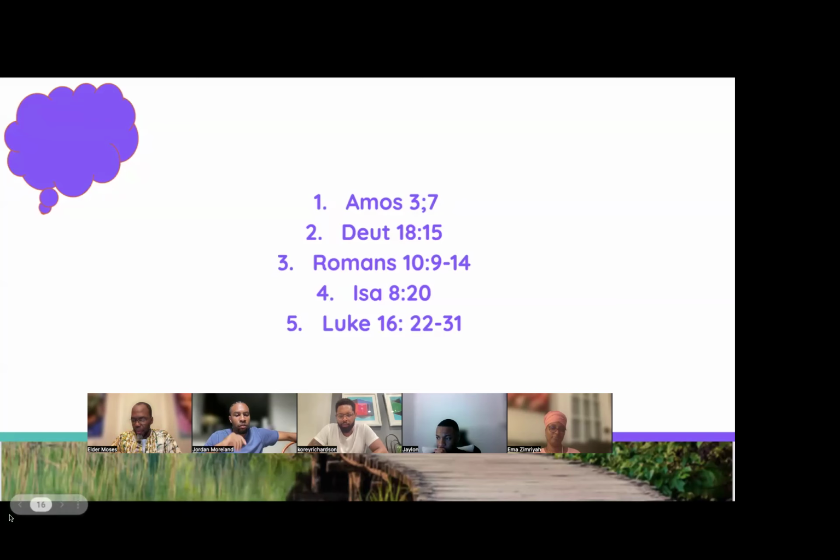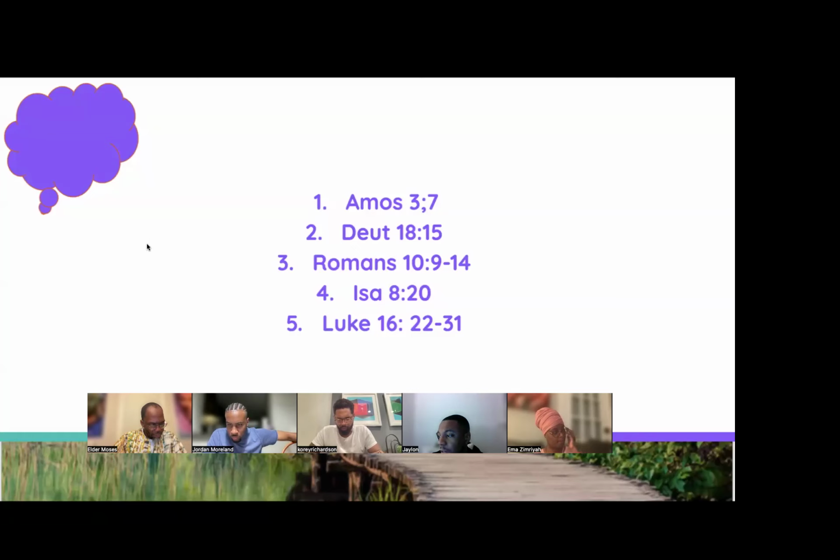Romans chapter 10. Yeah, I got it. Yes, sir. Romans chapter 10, we're going to pick it up at verse, actually, we're going to skip down to our point just for the sake of time. Romans chapter 10, and we'll start at verse 14. Yep. Romans 10 and 14. Yes, sir.